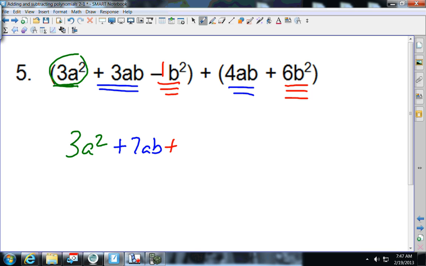Positive 5b squared. And this would be our answer. Now, again, because it says AB, it has more than one letter in it, we can't even change the letters to be able to check it in the calculator.